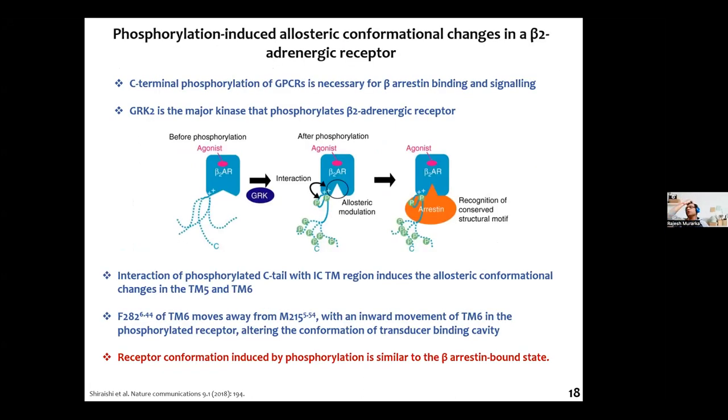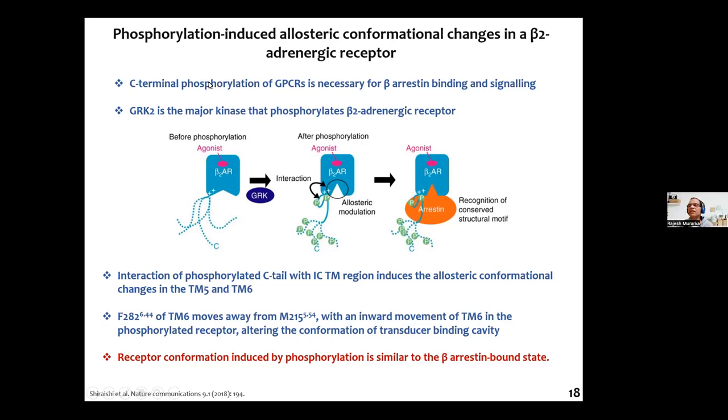Okay. Then we took another example case, as I mentioned, the C-tail, because every GPCR has a disordered C-terminal tail, and the G protein receptor kinase, GRK, goes and phosphorylates the C-terminal tail residues. And then what it does, it actually allows the beta-arrestin to bind.